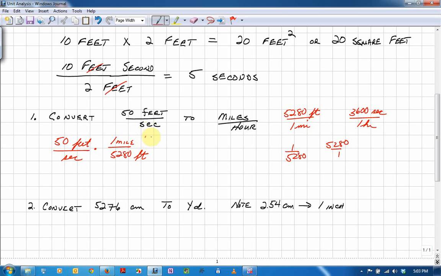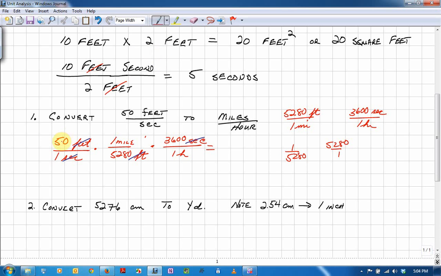But we're not done yet because we still have seconds. So let's figure out what to do with the seconds. So notice that I have a seconds here in the denominator. It's 50 feet per 1 second. And what I'm going to want to do is get rid of the seconds unit. So since this second is a denominator, how about if I put the 3,600 seconds as a numerator over 1 hour. So if I multiply this out, this feet will cancel with that feet. The seconds here will cancel with this seconds, and my answer is, sure enough, going to be in miles per hour.